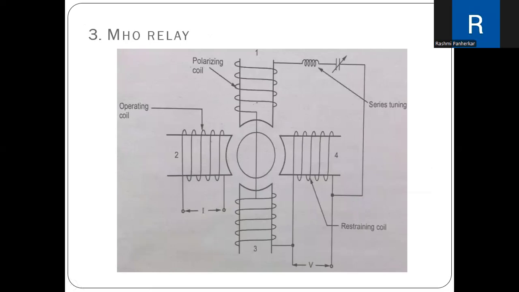So again, the working principle. It is similar to the impedance relay. It is made directional by providing the polarizing winding. This is the polarizing coil. The torque produced is from polarizing fluxes opposed by the voltage and current. That means the current and voltage poles. So where are the current and voltage poles? Pole number 2 and pole number 4. That means the operating coil and the restraining coil. So in this Mho relay we have two torques, operating torque and restraining torque.